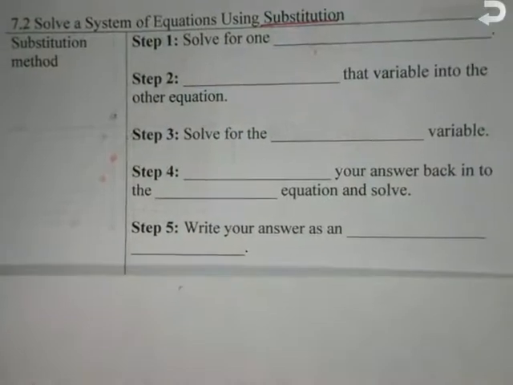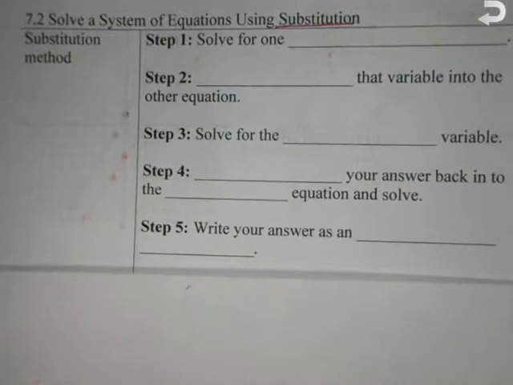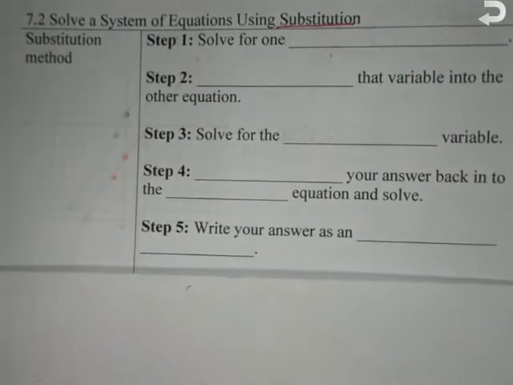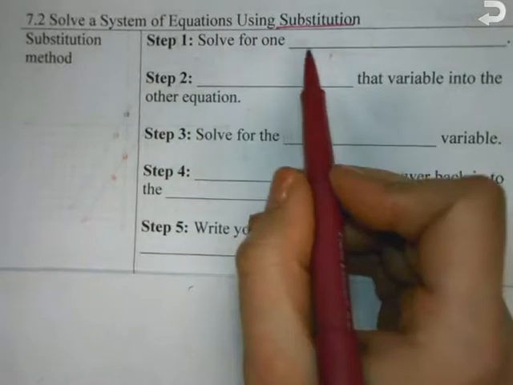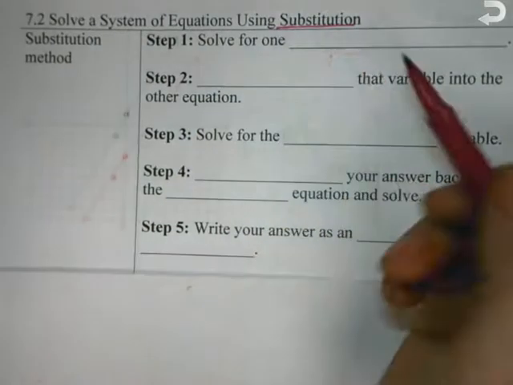So what we have to do, does anybody remember how many equations are in a system? Two. Two or more, but we're only working with two, right? So that means how many variables are in each equation? Two, x and y.